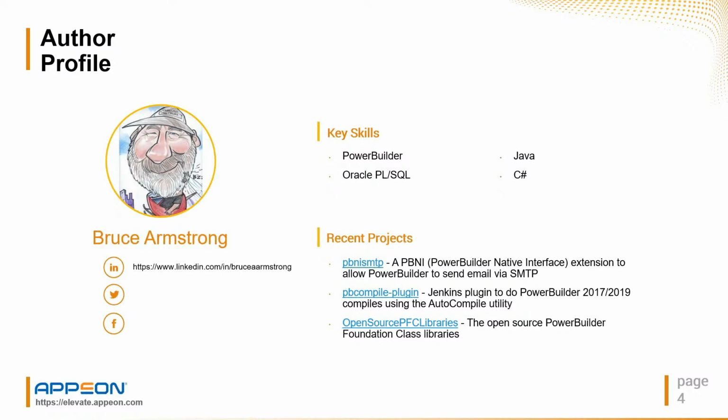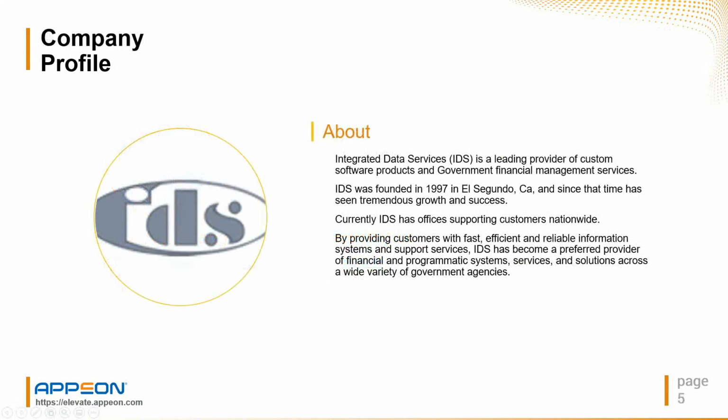And I put together a number of plugins for Jenkins, one of them being the one that uses the autocompile utility provided in PowerBuilder 2017 and 2019. So if you want to get into continuous integration and you want to do builds using Jenkins, this is something you might want to look at, or something like it. Anyway, enough about me. A little bit about the company I work for.